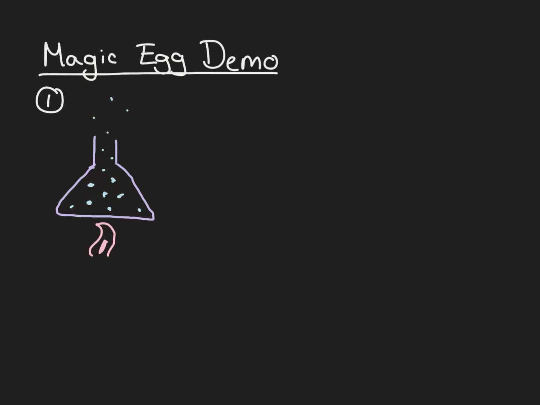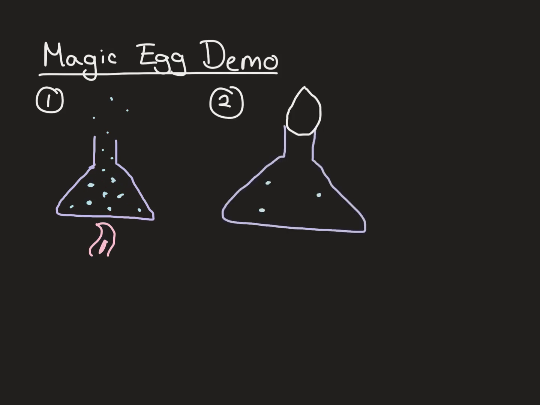And as that continued, because we were increasing the temperature, the particles were moving more quickly, so the pressure increased. That means that the pressure inside the flask is larger than the pressure outside the flask. So the gas particles are pushed out, and that means there are fewer particles inside the flask. We then put the egg on top of the hole in the top of the flask and remove the heat.